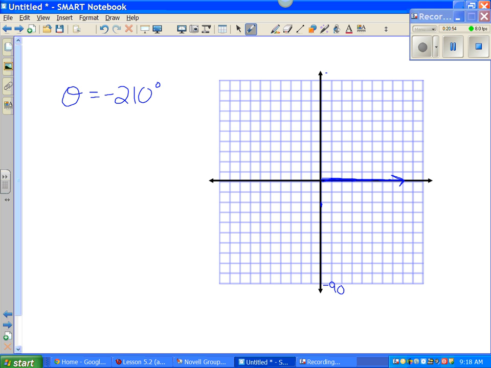And then this is negative 180, and this is negative 270, and this is negative 360. Okay, so we're working in the opposite direction now, so you have to adjust for that. Okay, so negative 210 is between negative 180 and negative 270. So we're going to be somewhere here. How do we show the rotation? Yep. Okay. So negative 210 degrees.